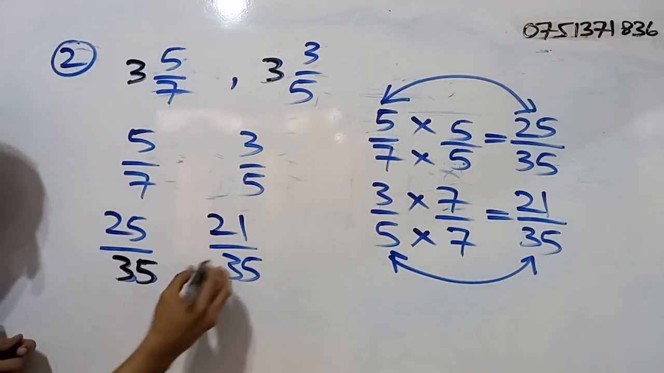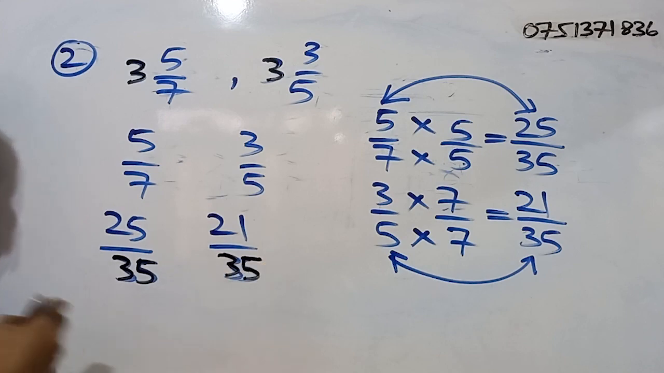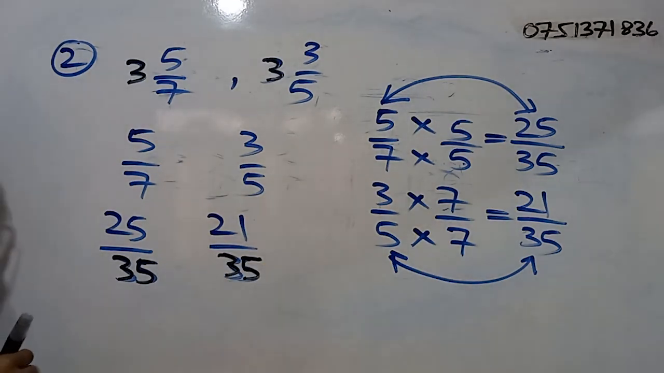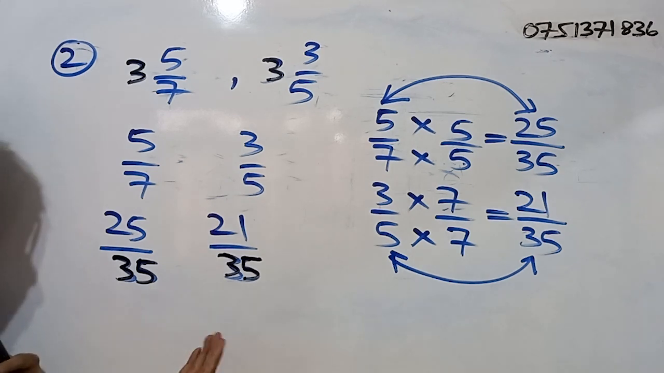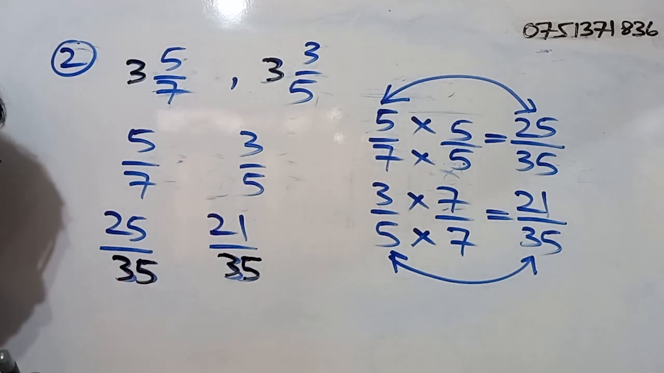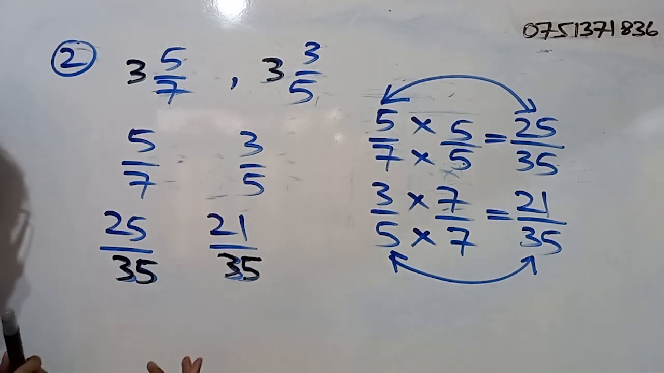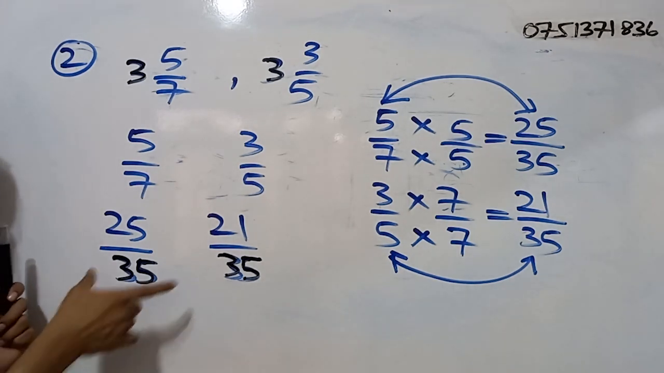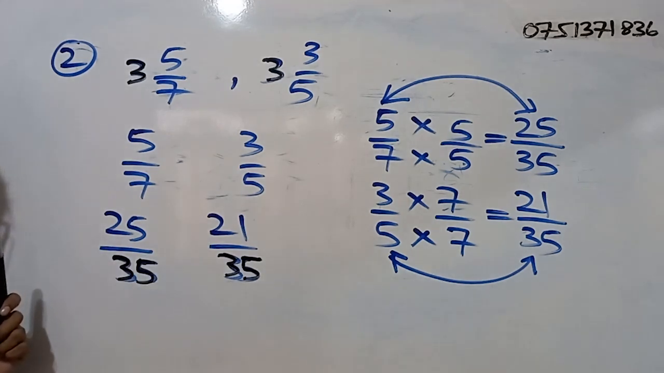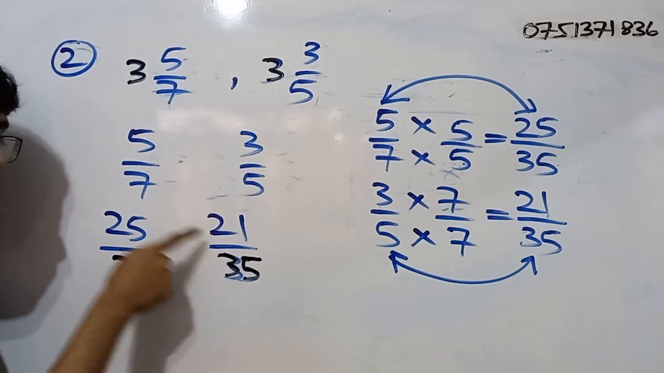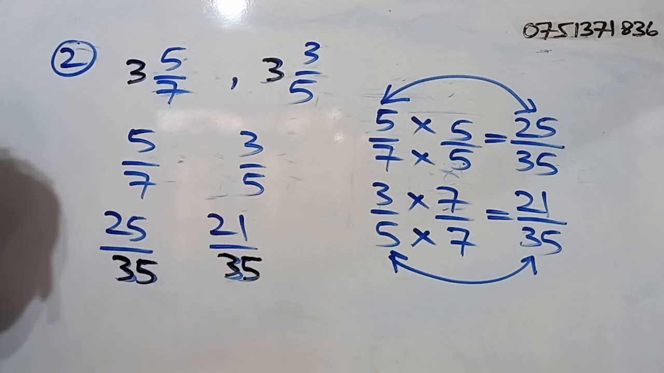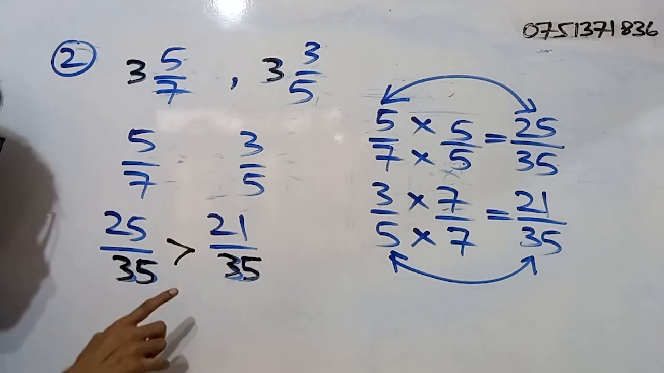Now we have two fractions where the denominators are the same. When the denominators are of the same value, it is easier for us to compare them. Simply, we need to take a look at the numerator values. Here we have 25, here we have 21. 25 is greater than 21. So we can say 25 by 35 is greater than 21 by 35.